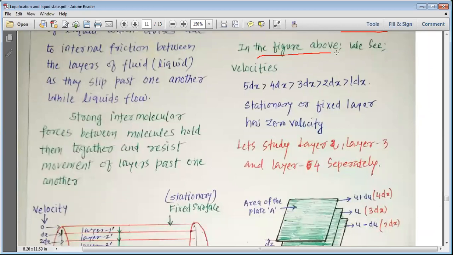In the figure, we have seen that the velocity 5 dx is more than 4 dx, is more than 3 dx, is more than 2 dx, is more than 1 dx. This is what it represents, the gradation of velocity.